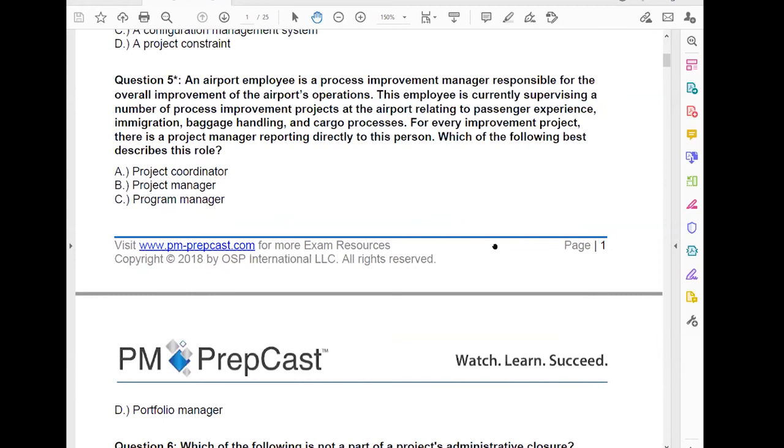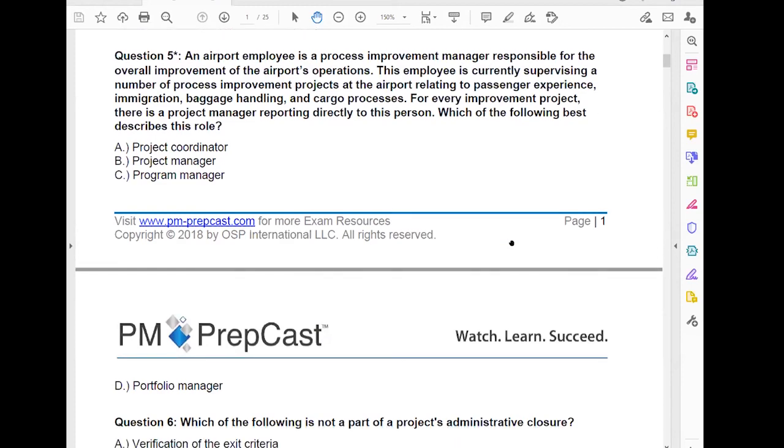Number 5, an airport employee is a process improvement manager responsible for the overall improvement of the airport's operations. This employee is currently supervising a number of process improvement projects at the airport relating to passenger experience, immigration, baggage handling, and cargo processes. For every improvement project, there is a project manager reporting directly to this person. Which of the following best describes this role? A, project coordinator, B, project manager, C, project program manager, D, portfolio manager.